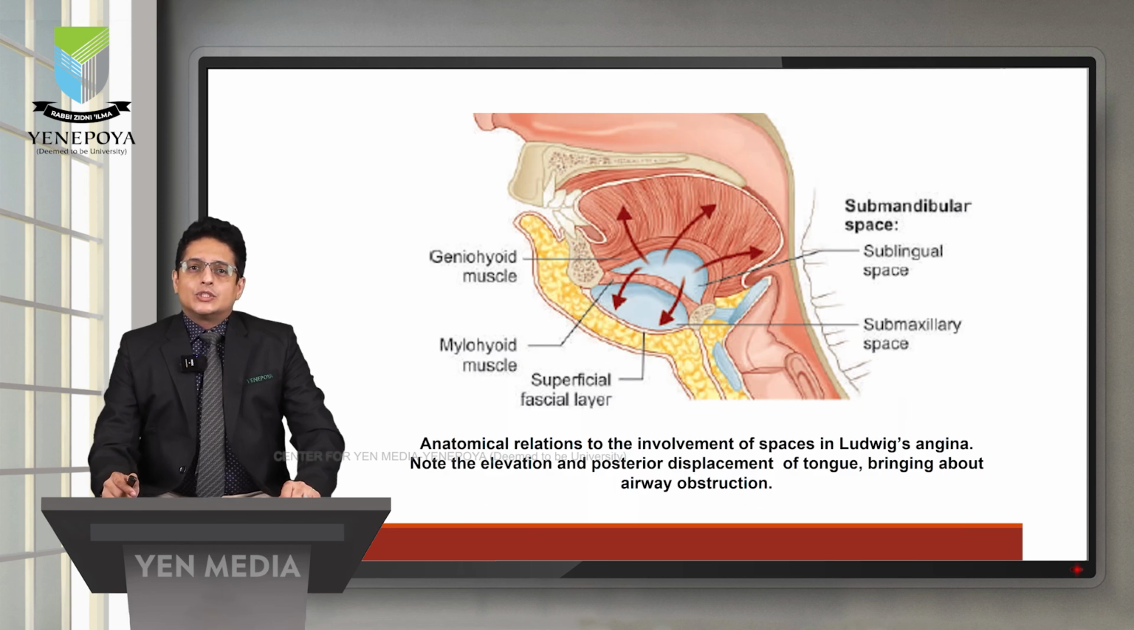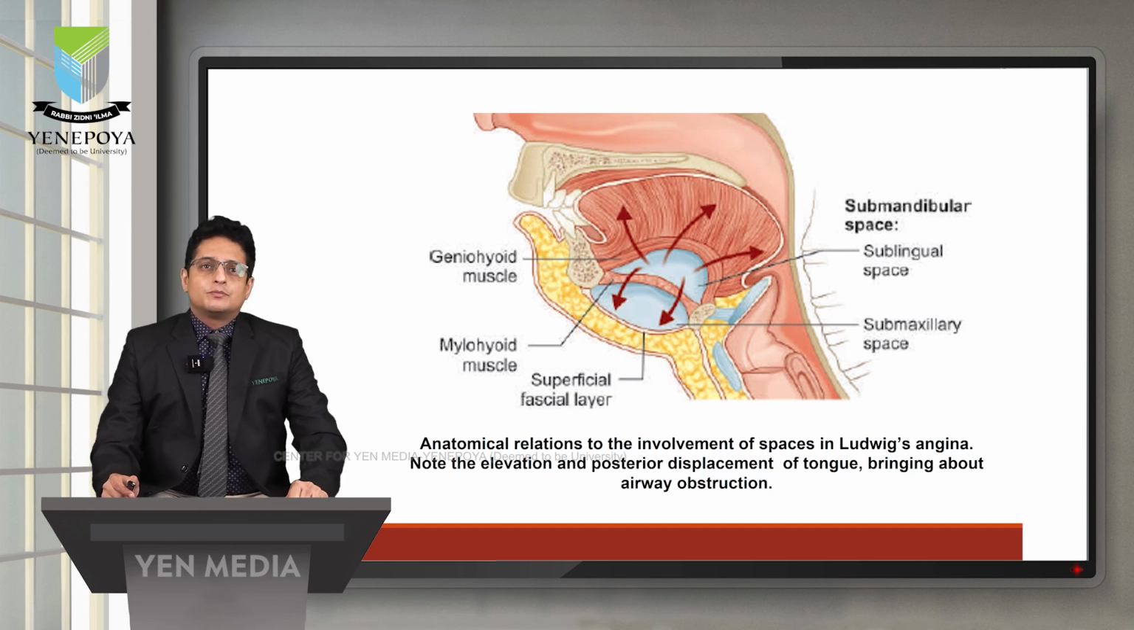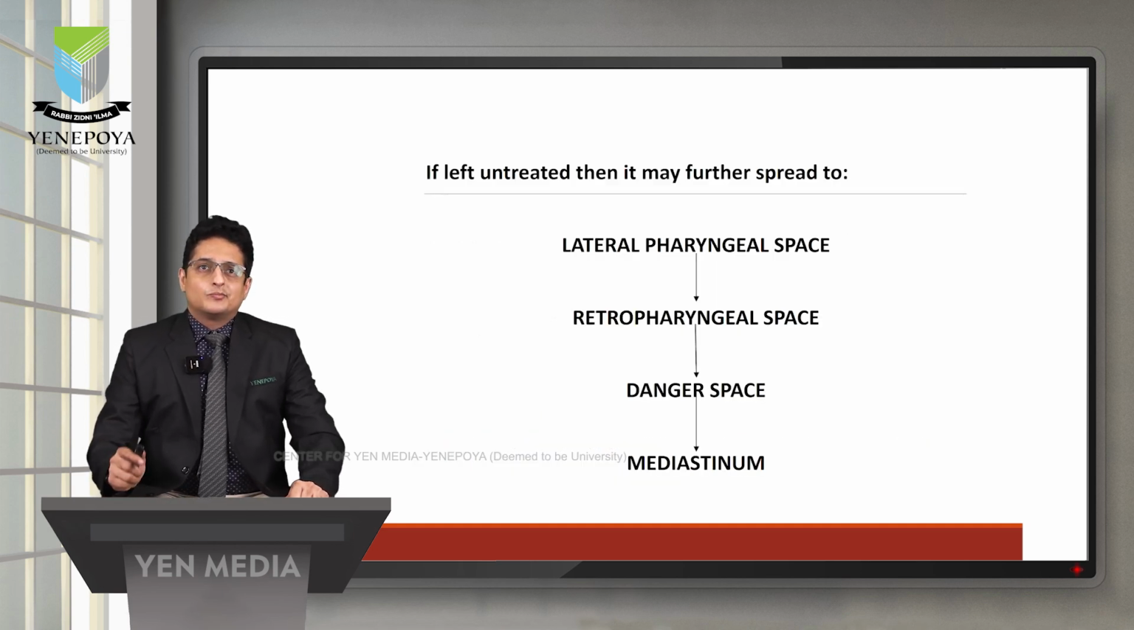The anatomical relations to the involvement of spaces in Ludwig's angina are very significantly depicted in this picture. You can see the way the sublingual space involvement expands or pushes the tongue in the upward direction, thereby causing an obstruction of the airway. So the tongue is pushed upwards and backwards, thereby closing the airway, leading to airway obstruction, which is pretty fatal unless managed immediately. If left untreated, it can further spread to the lateral pharyngeal space, the retropharyngeal space, danger space and to the mediastinum, leading to mediastinitis.